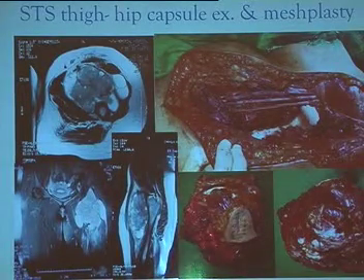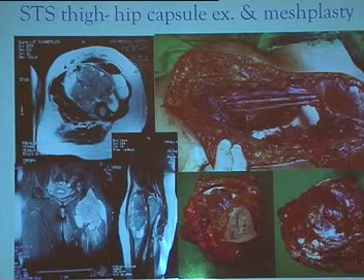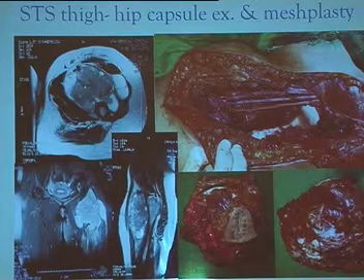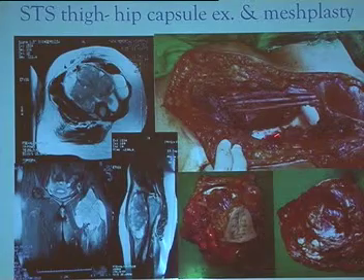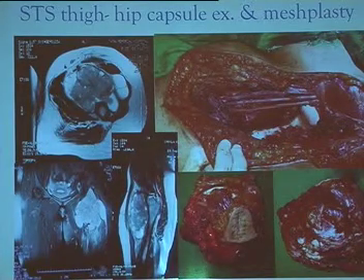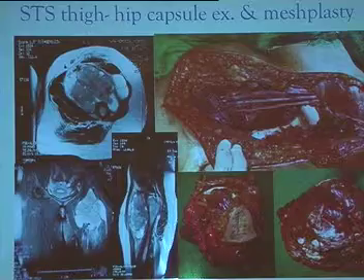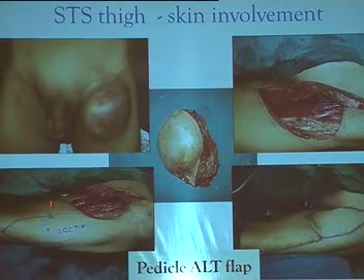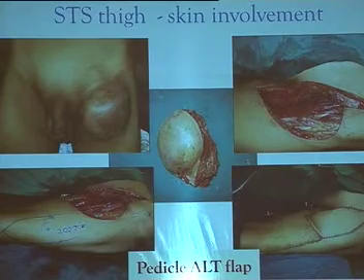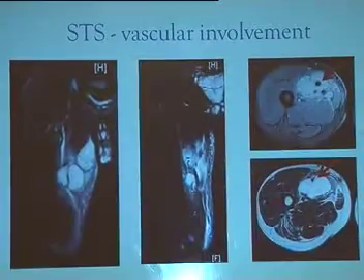These are a few cases showing examples of soft tissue sarcomas. This is one case of the proximal femur, where the tumor was very close to the proximal end of the femur. It was excised along with the hip joint capsule, which was reconstructed by mesh. Another example involves the skin, a high-grade sarcoma, which has been reconstructed with the help of a pedicle ALT.